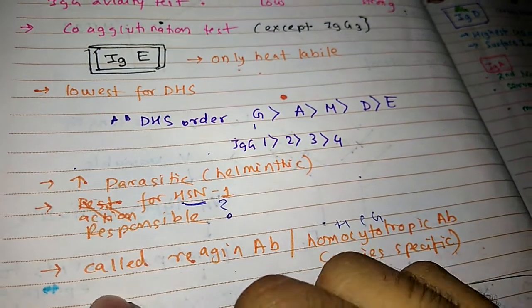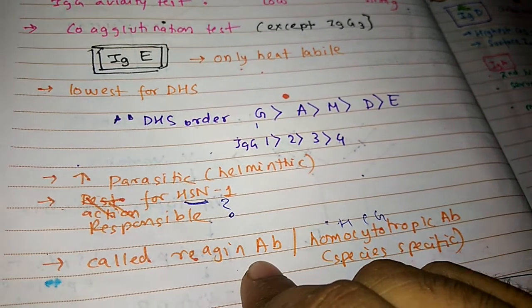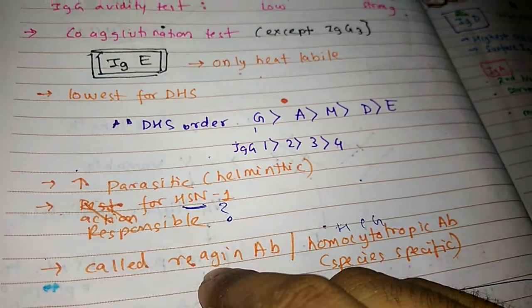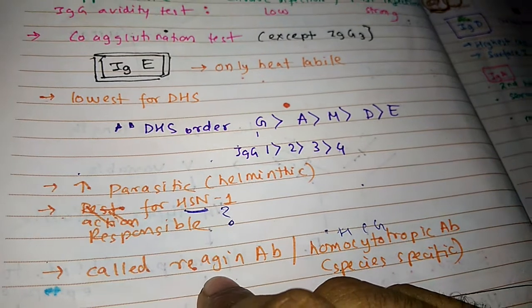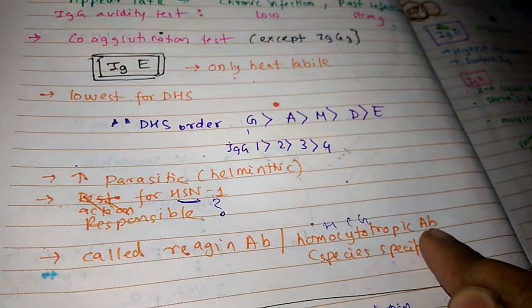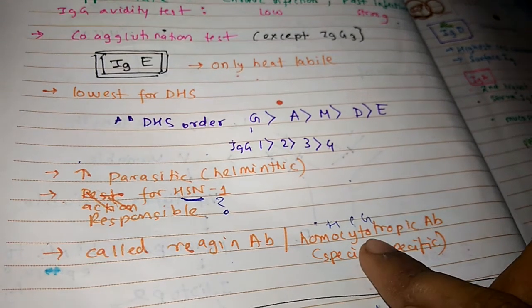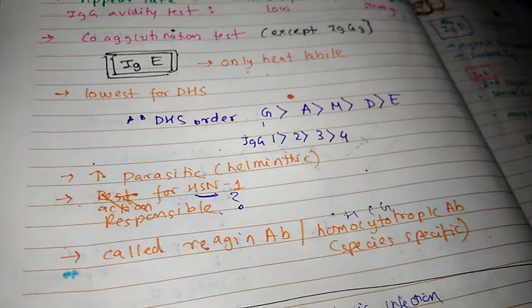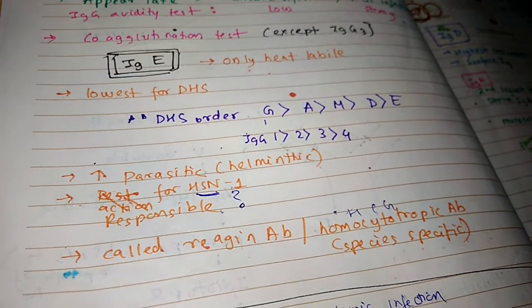It is also called Reagin antibody. Just imagine that the worm's name is Reagin and it is entering inside. So, Reagin antibody. And homocytotropic antibody. Homo, human; cyto, cell; tropic antibody. It is entering and your cell is becoming tropic. Homocytotropic antibody.